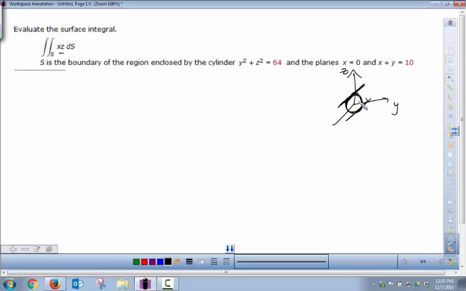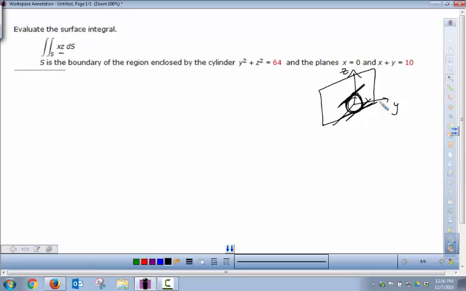But it gets cut at X equal to 0, and X plus Y equal to 10. So X plus Y is equal to 10. How's that going to look? It's a plane, right? So I think it'll be a plane that's going to go up along the Z. So it's going to cut this.